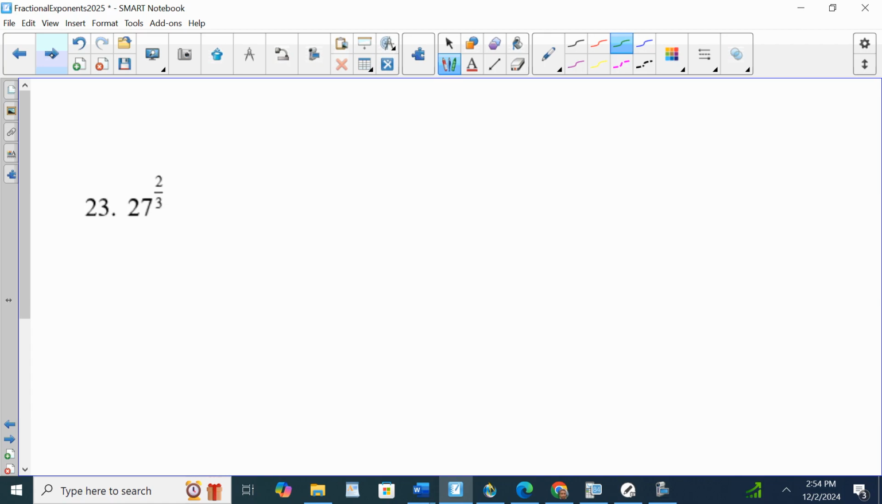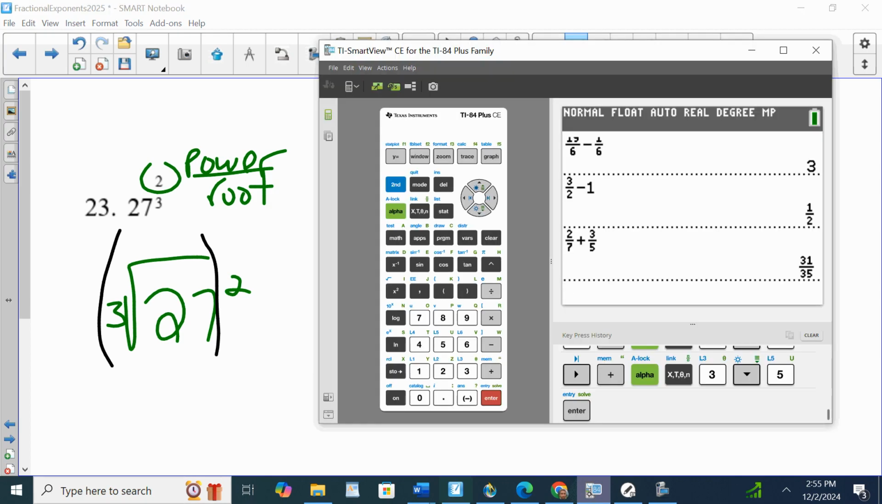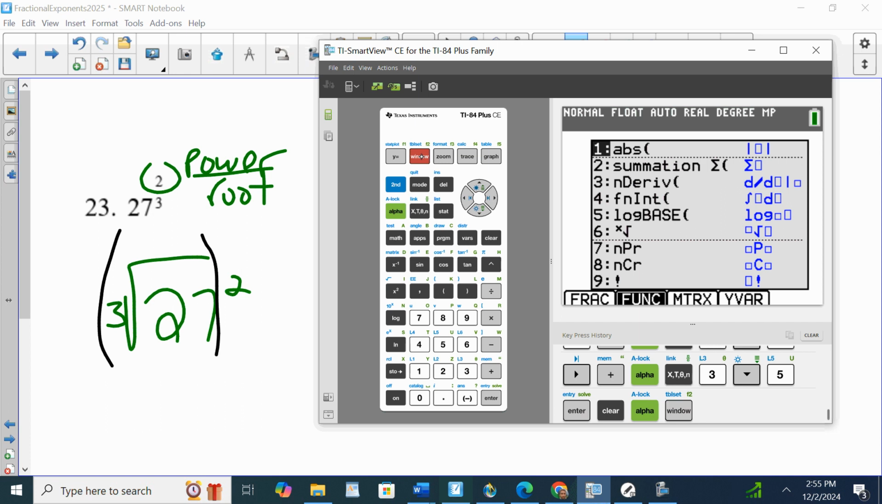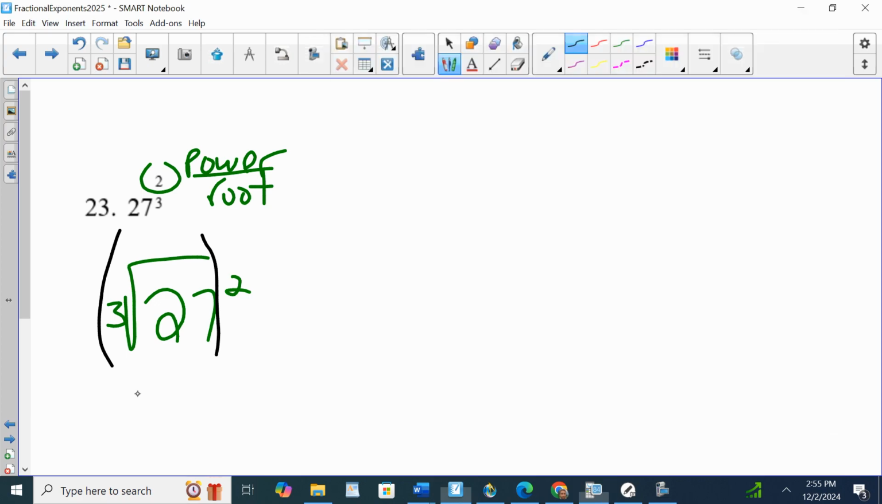Number 27, radicals are fractional exponents. So I put the 27 inside of a radical, power over the root. So the power is 2, the root is 3. Evaluate the root first, the cubed root of 27. If you don't know the cubed root of 27, you can use alpha Windows 6 and type in whatever root you need to find. Cubed root of 27 is 3, to the second power. 3 to the second power is 9.